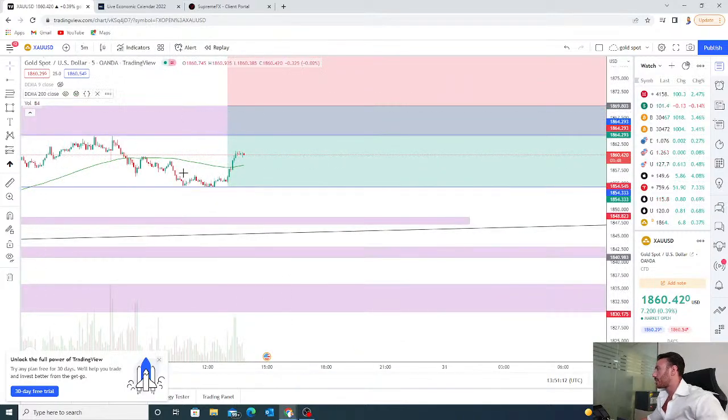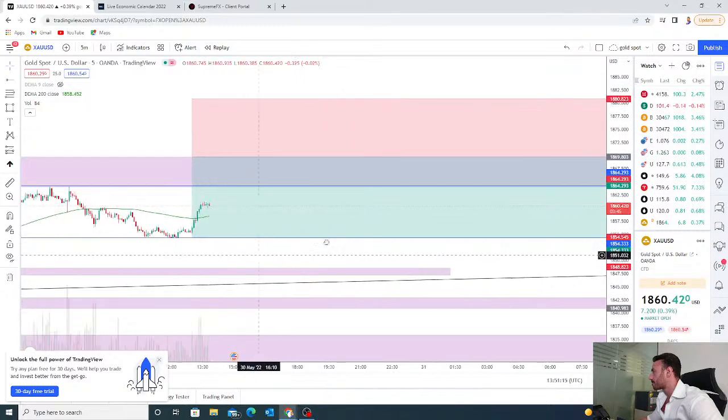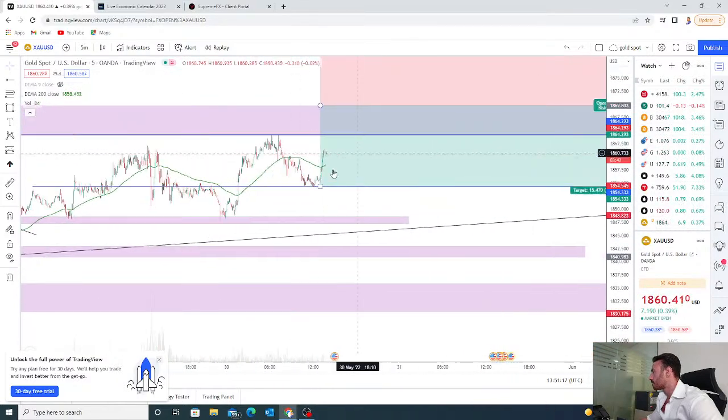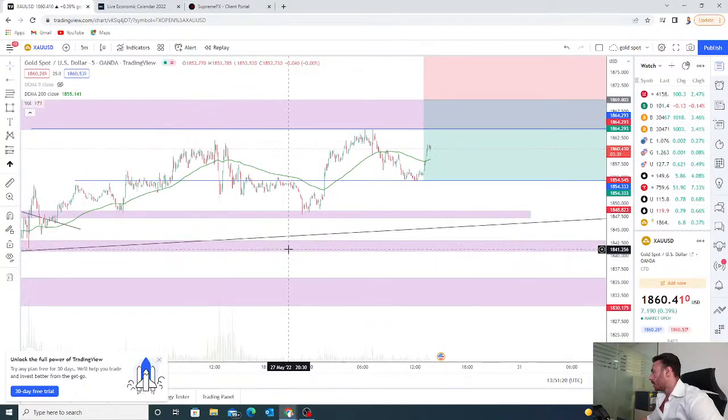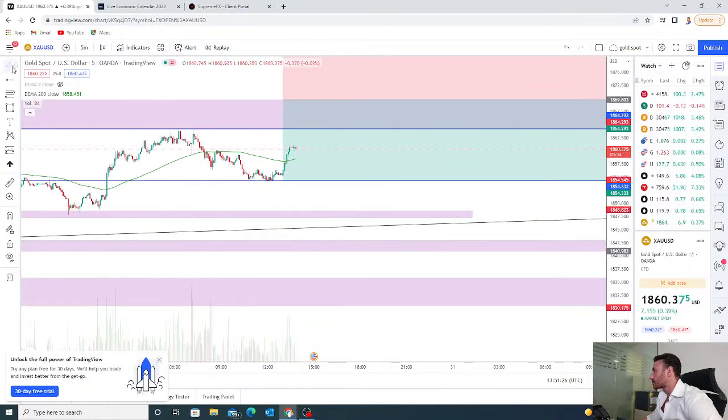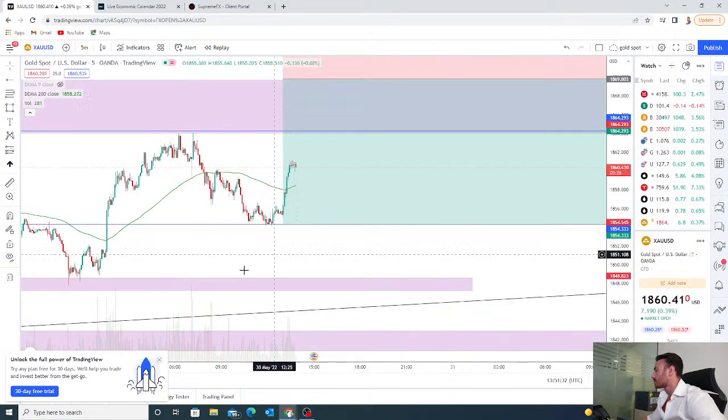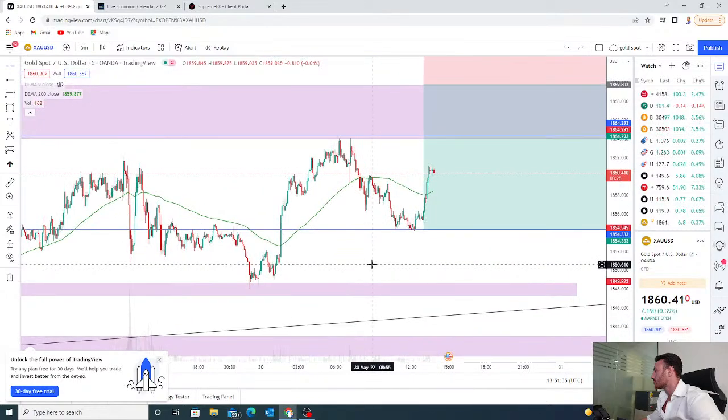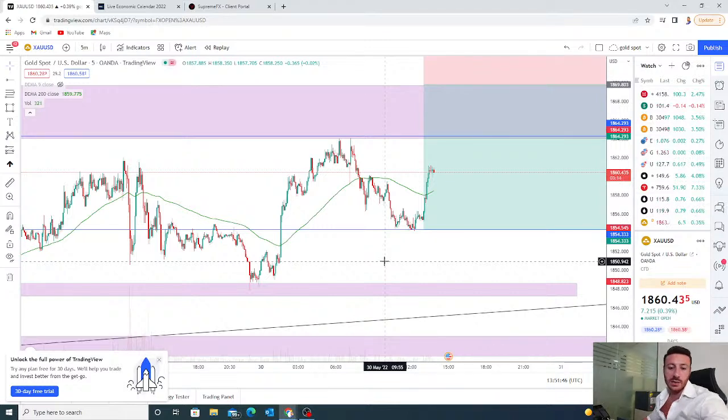Let's go to the 5-minute chart. In 9 minutes is the London PM close. We see a gold move, a move in the price.